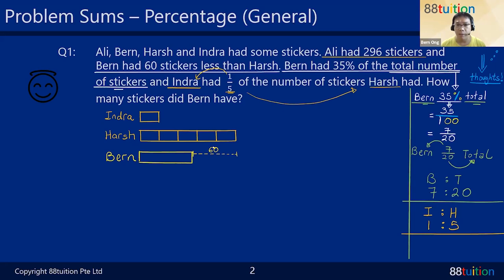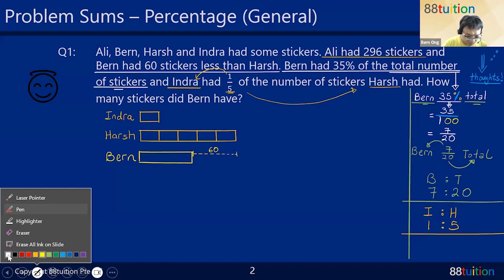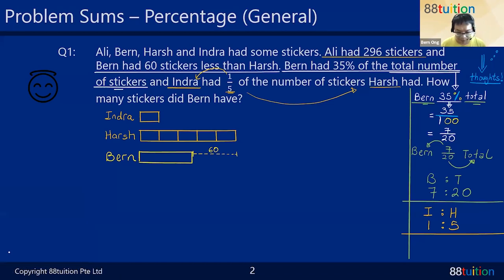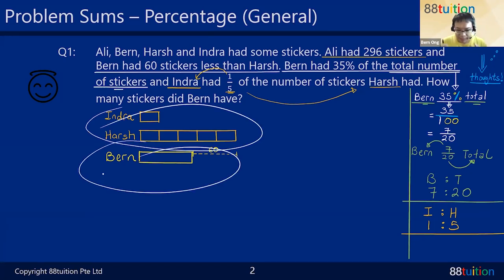Where I think it is a bit confusing is because you see me not starting from the start of the question. I started from the back, from Indra versus Harsh. Then after that, I drew Bern. It's like my thoughts are everywhere. Such a big question. My thoughts are everywhere, not thinking properly.